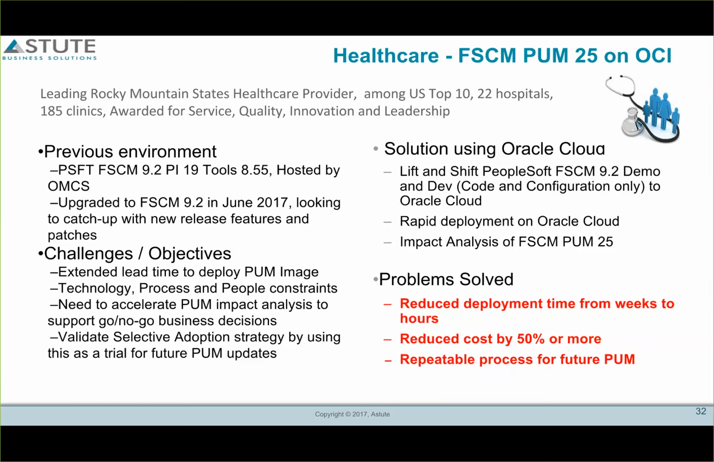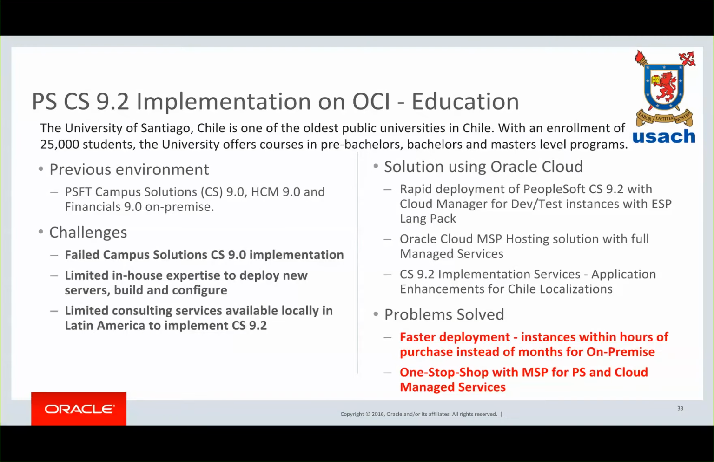And then the last one is University of Santiago in Chile. They had a failed Campus Solutions 9.0 implementation on-prem, and they decided to redo that implementation now on version 9.2. And rather than experiencing some of the same pitfalls with on-prem hardware, they decided to run their Campus Solutions 9.2 implementation entirely on Oracle Cloud, and they're working on phase 1. They plan to go live with that in Q1 of 2018.